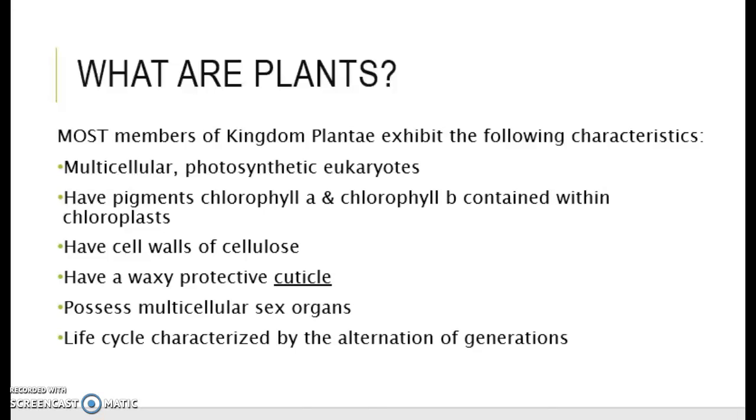So what are plants? We know that plants have many common characteristics. They're multicellular, photosynthetic eukaryotes. We know they have the pigments chlorophyll A and B contained inside those chloroplasts. The cell walls are made of cellulose. They have a waxy protective cuticle. They possess multicellular sex organs, and the life cycle is characterized by the alternation of generations. So these are some key things that I want you to remember as you're doing your lab, because you're thinking about those characteristics and what role they play in this plant lab.